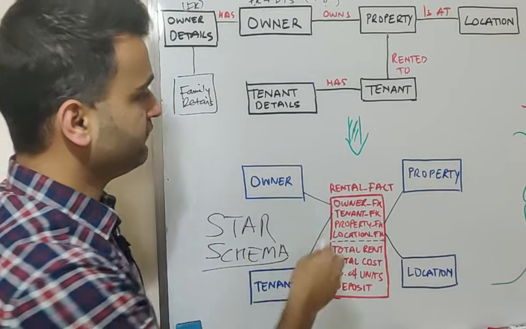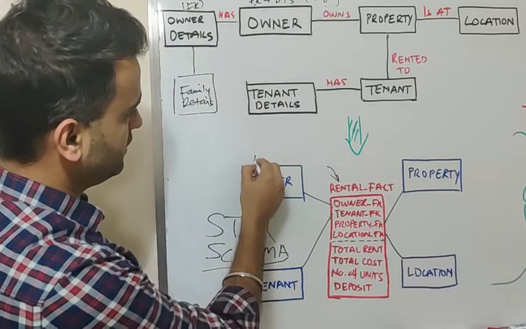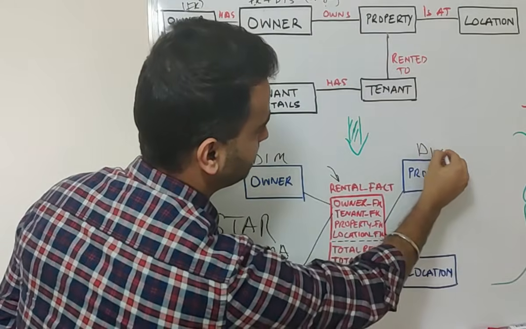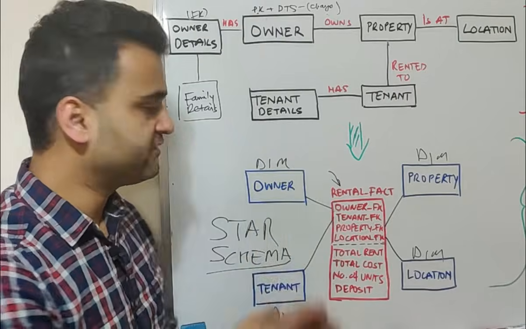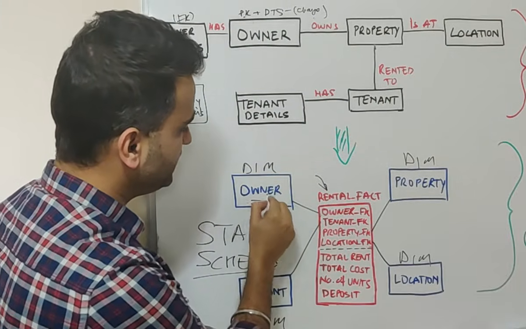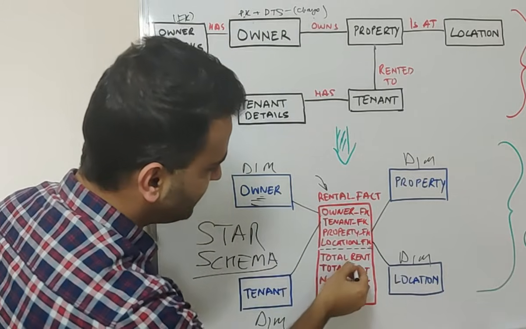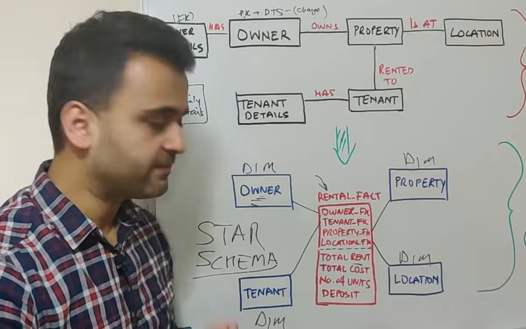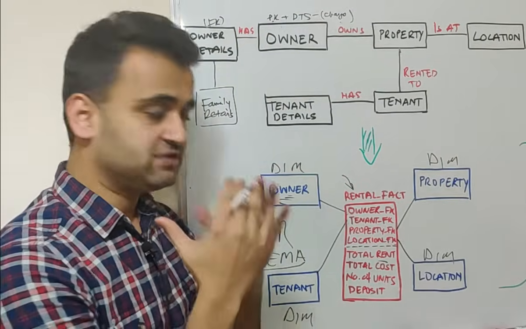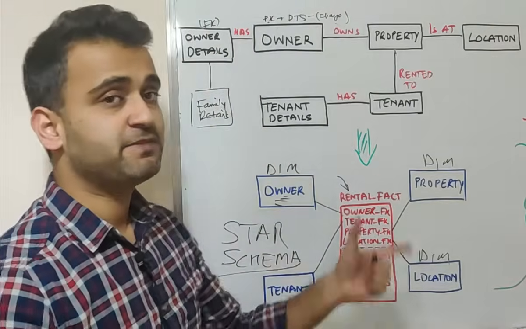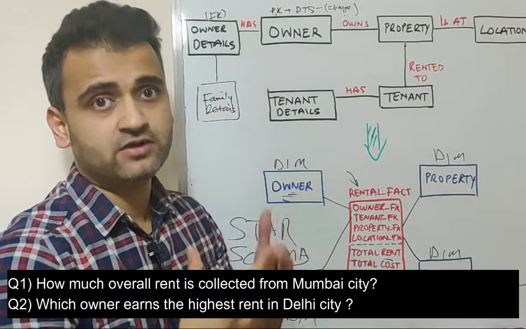So what we have done is made this particular rental fact table, and all the dimensions are surrounding it. All the dimensional attributes would be here. The primary keys would reside as foreign keys in this fact table for all the dimensions, along with all the figures which you have to calculate. Suppose there is a business query which asks how much is the overall rent collected from a specific city, and who is the highest rent earner as an owner in this city.